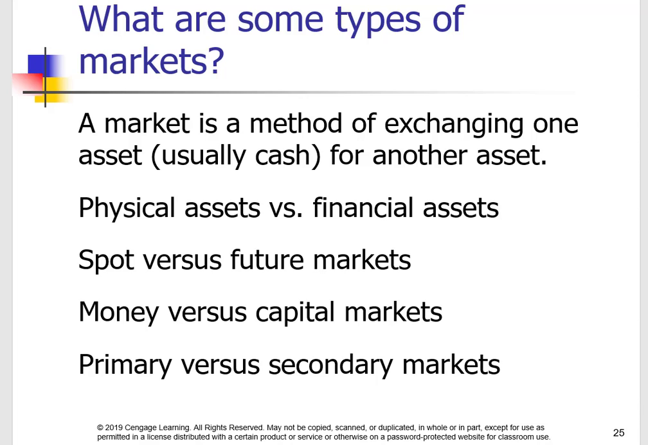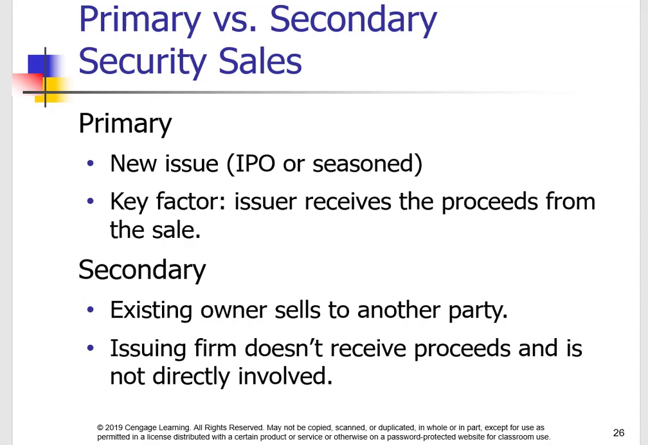We also mentioned money and capital markets a little bit earlier. Money markets are short-term securities. Capital markets are long-term securities. One of the things we do want to talk a little bit about, though, is the difference between primary and secondary markets. In a primary market, this is where we have new issues. So these are our initial public offerings, or if currently trading companies issue new shares, we refer to that as seasoned issues, but these are new issues.